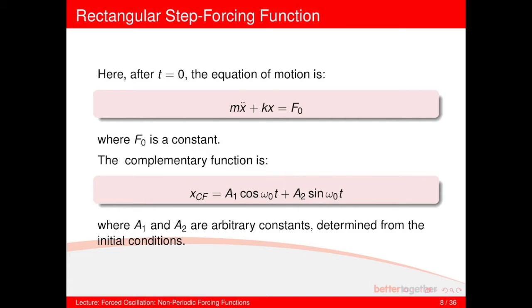So here, after t equals 0, the equation of motion looks like this. Okay, so it's undamped. There's no c term. We've got m x double dot plus k x equals F0, where F0 is a constant. And so we know that our complementary function is the free response to an undamped system, which looks like this. That's the alternative form in terms of cosine and sine. A1 and A2 are just arbitrary constants. We'll find them out in due course, depending on our initial conditions. But at the moment, let's leave them as A1 and A2. We'll find them out soon.